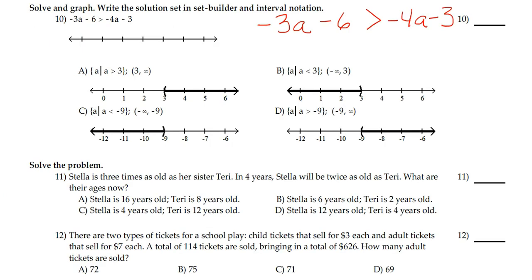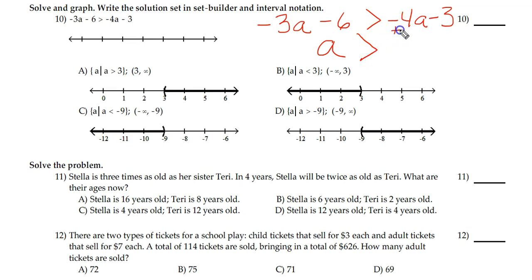In example 10, what we're asked to do is to solve this inequality, and then graph it and write the answer in interval notation. So one of the key things about inequality is try to keep your variable positive. So here, if I transpose this negative 4a to this side, it's going to become positive. And then I can add it to the negative 3a, and it just becomes an a.